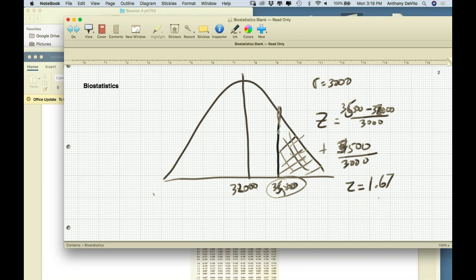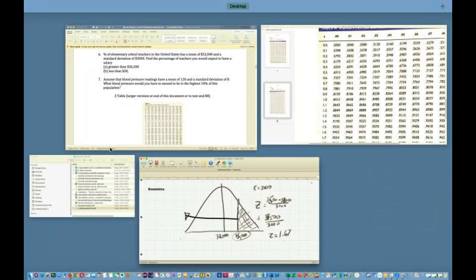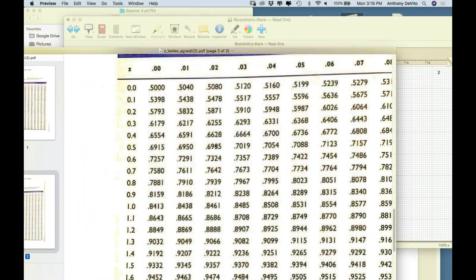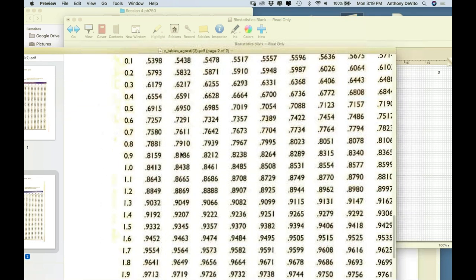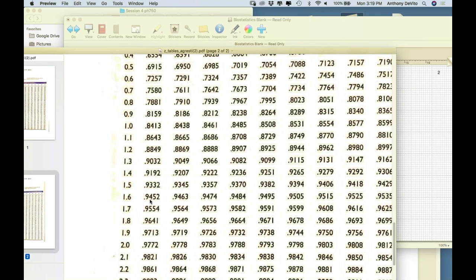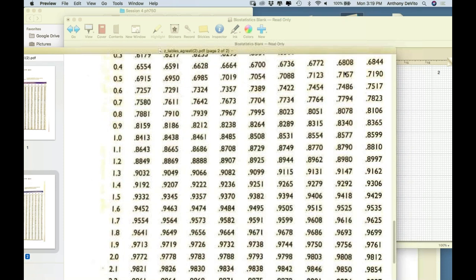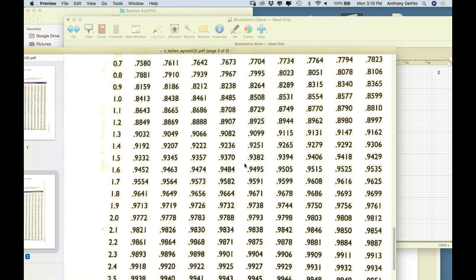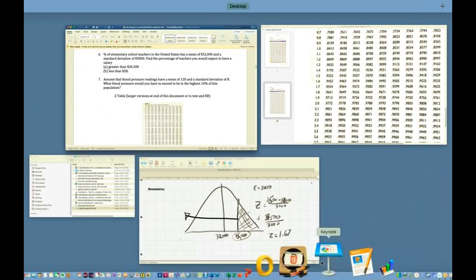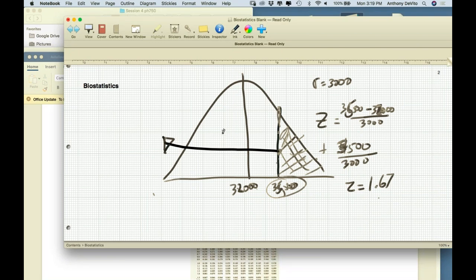And remember, that area is not from here up, which is what we're after. It's going to be from 35,500, or 1.67 deviations, down. It's going to be this area below here. So let's go to our table and look it up. Again, we're on the positive side, so I'm using the second table. 1.6, and the third digit is going to be 0, 1, 2, 3, 4, 5, 6, 7. It's going to be 0.9525. So the area to the left of that is 0.9525. Did I do that right?